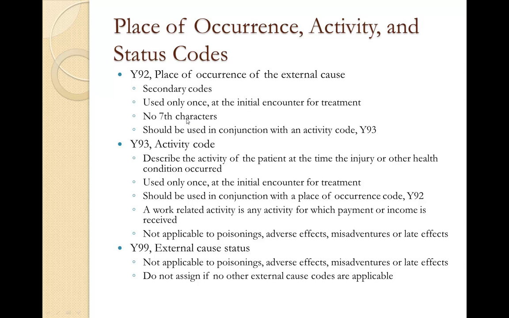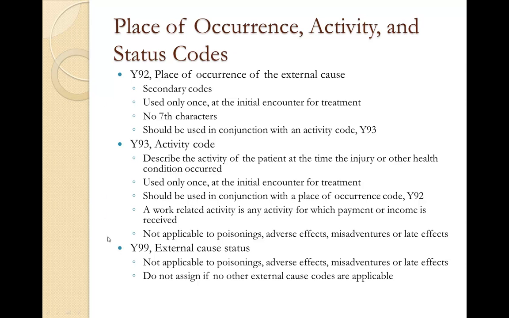They also don't have 7th character extensions. But they should be used, if known, in conjunction with Y93, which is an activity code. These describe the activity of the patient at the time. Again, only used once, used in conjunction with Y92. And these aren't applicable to poisonings, adverse effects, or complications. Just a quick note that a work-related activity is any activity for which payment or income is received. And then the Y99 external cause status gets into things like military status. So if that's known, that can be coded as well.